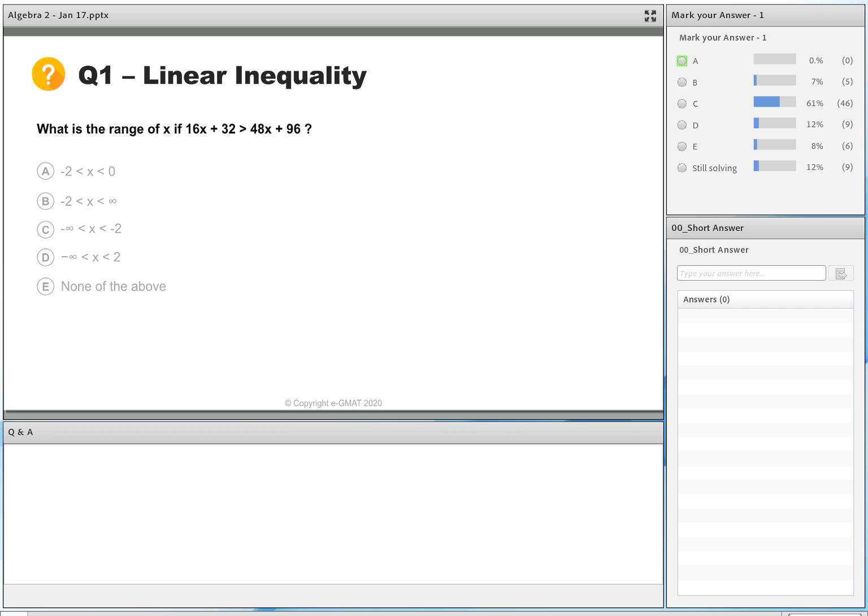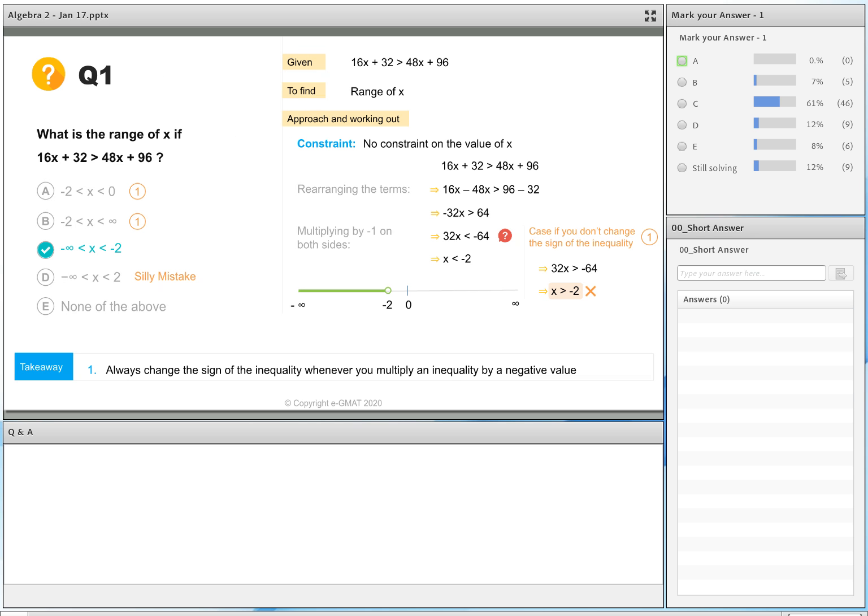What is the range of x if 16x plus 32 is greater than 48x plus 96? Almost similar to the first warm-up question, where we talked about bringing like terms together, right? In this question as well, we'll do the same thing. So we'll bring 48x to the left-hand side of this inequality, and we'll take 32, which is a constant term, to the right-hand side of this inequality.